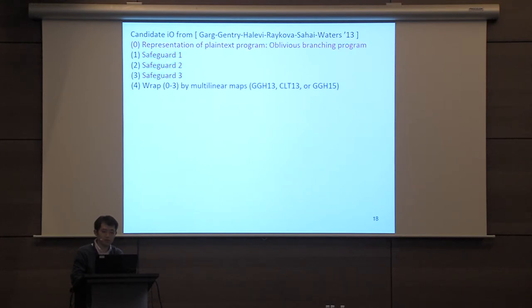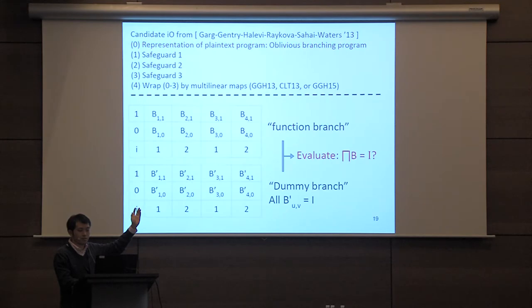The plaintext program chosen by GGRSW is an oblivious branching program. Basically, you can represent arbitrary circuits by subset products of, in concrete terms, permutation matrices. In this picture, these are all permutation matrices. For the practical purpose of obfuscation, we have a functional branch where, depending on the input, the first input selects the first step and the third step, the second input selects others. For any input, the pattern will look something like that. You take the product of the selected matrices, and you get either identity or a non-identity cycle. That tells you 0 or 1.